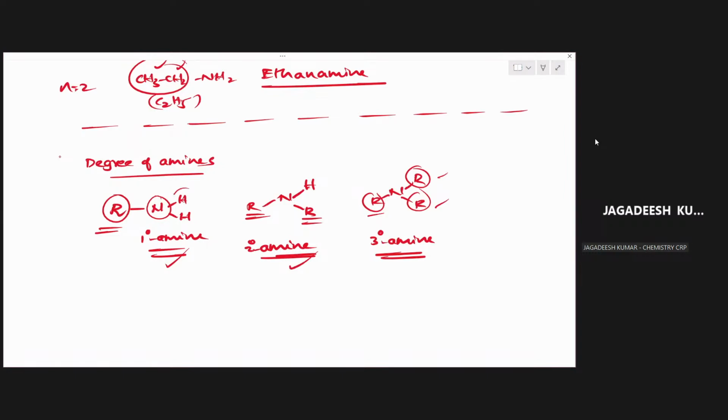In the primary amine, 2 hydrogens are present, definitely. In the secondary amine, only 1 hydrogen is present. But in the tertiary amine, all are alkyl groups only, because nitrogen valency is 3 only, maximum here. That's why all alkyl groups are there. So there is no space for hydrogen here. So this is about the degree of amines here.